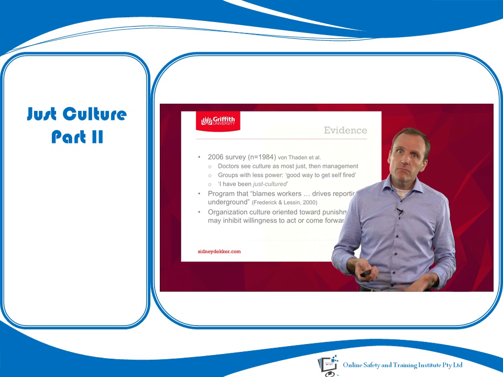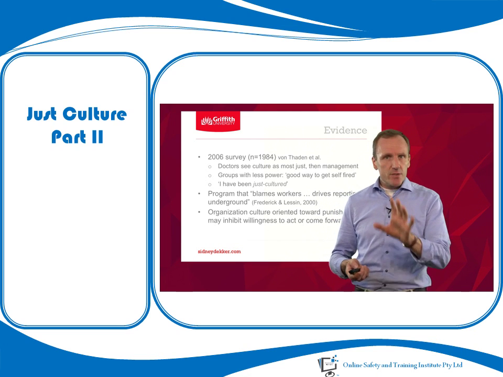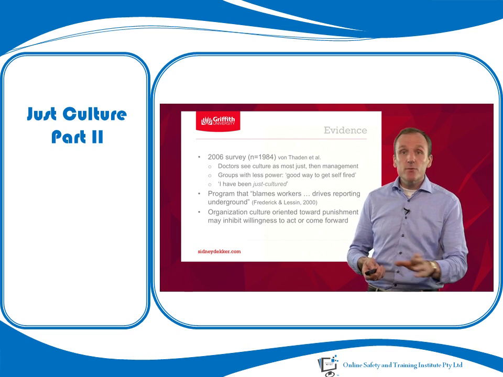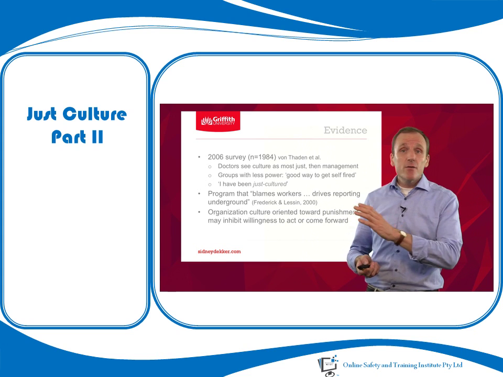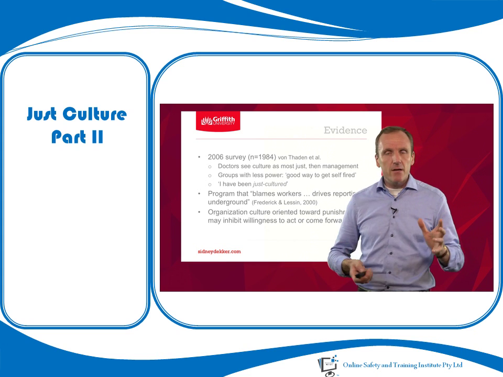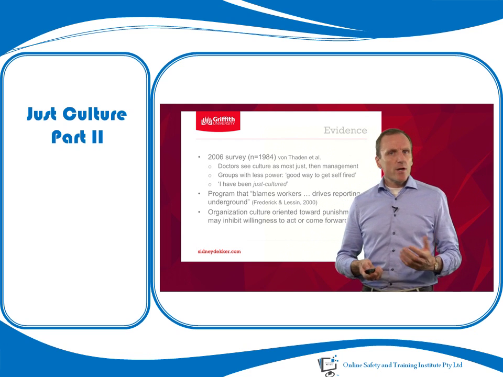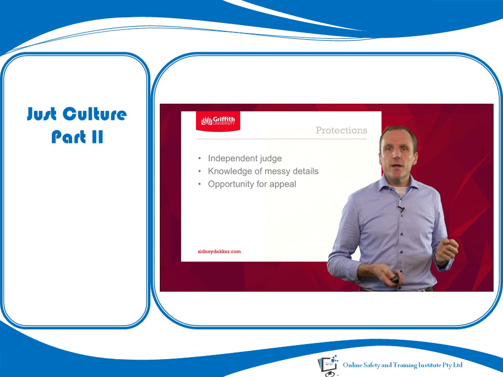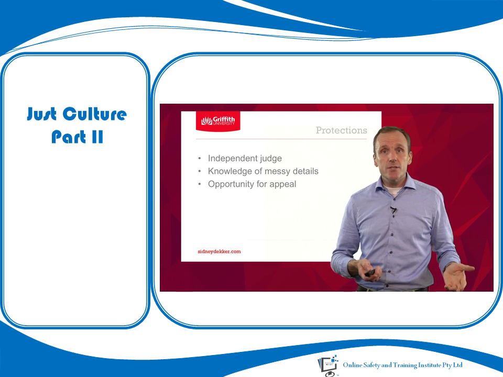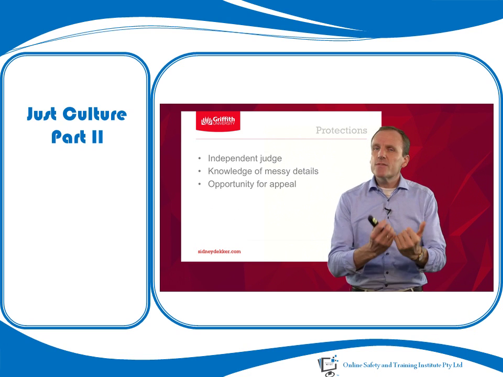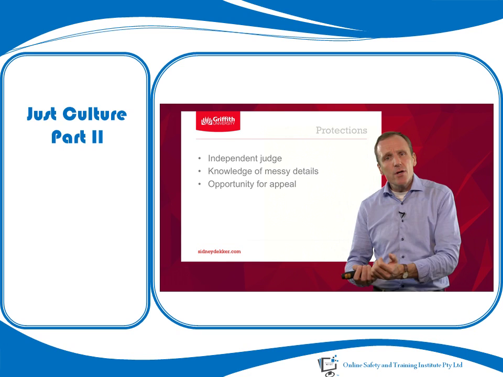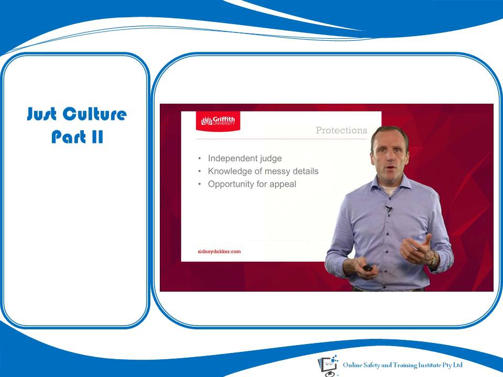All right, well, let's think about the protections that you then need to put in place, which humanity has tried for the last 2 millennia, if not 800 years at least. If you want retributive justice to work, 3 protections are really quite important. The first is an independent judge. The second is knowledge of the messy details of practice. And the third is an opportunity for appeal.